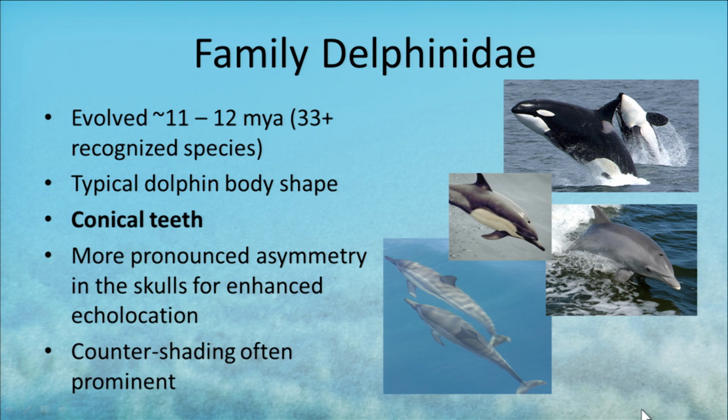That is, all of their teeth are cone-shaped. They also have very pronounced asymmetry, which we also saw, where we saw that the skull was actually shifted a little bit, and that allows them to have very precise and enhanced echolocation. Echolocation as a process will be discussed in a later lecture.